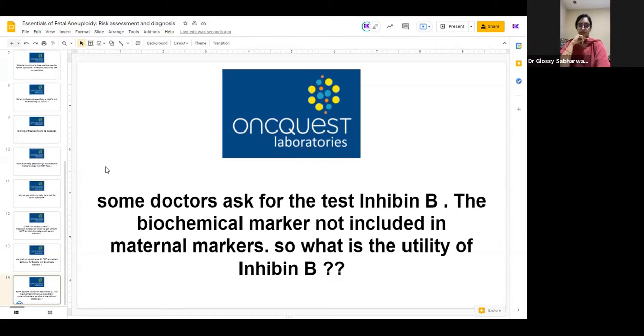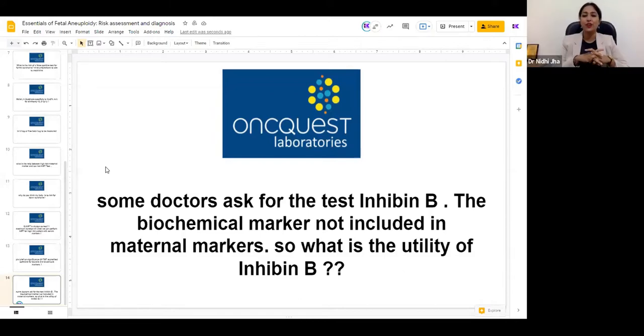This is not included in maternal markers. So what is the utility of inhibin B, Dr. Nidhi? It's a marker in case of quadruple marker. So when a patient comes to us late, like after 13 weeks of gestation, then we will not be able to do the combined analysis, which is the dual marker plus NT-NB scan. In those cases, we offer quadruple marker, and inhibin B is a component of it. So it's not wrong when your doctor is offering you inhibin B added with other markers.